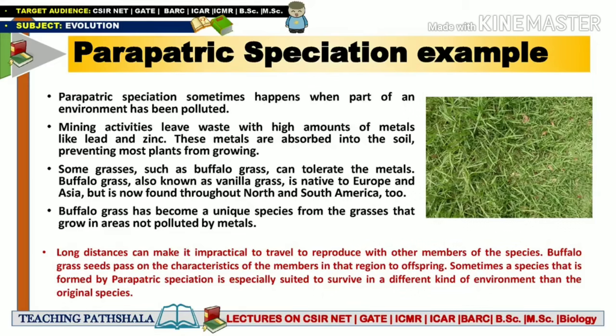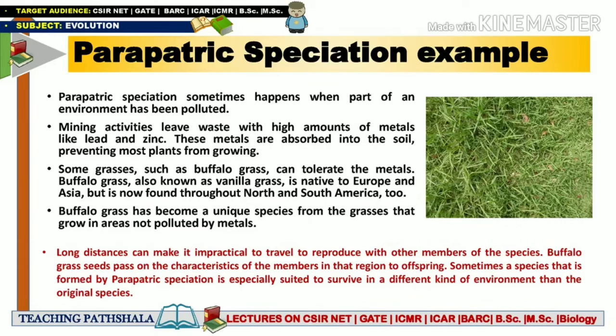The buffalo grass has become a unique species from the grasses that grow in areas not polluted by metal. Like, there was only one species of buffalo grass, which had the capability to grow in polluted areas, but now a new species of buffalo grass has the capability to grow in non-polluted areas. And how has this happened? Just due to parapatric speciation. The buffalo grass which was exposed to the polluted area got the capability to grow in polluted soil, whereas the buffalo grass which has not faced this pollution got the capability to grow in non-polluted areas.